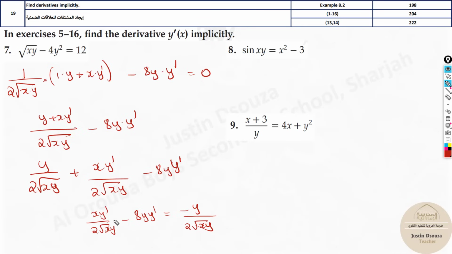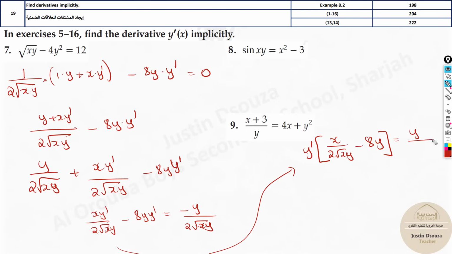Now here I'll just remove the y dash. I'll just write it out over here. I'm just removing the y dash outside. So what's remaining is x divided by 2 root xy minus 8y, and that equals negative y divided by 2 root xy. I just realized I made it a bit more complicated because when it goes down, it'll be complicated. Now what I'll do is whatever is remaining, I'll take the LCM and simplify this.